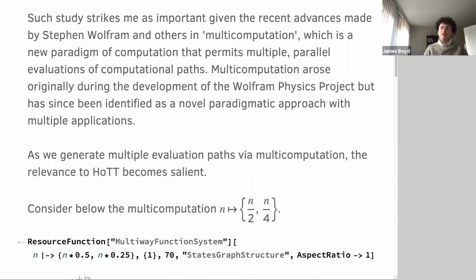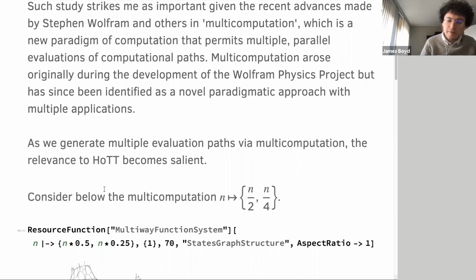So multicomputation arose originally during the development of the Wolfram Physics Project, but has since been identified as a novel paradigmatic approach with multiple applications. And so I'll show some simple examples of multicomputation below. And as you'll see, as we generate multiple evaluation paths via multicomputation, the relevance to HoTT becomes salient, and it should provide some nice experimental means for starting to think about these N machines.